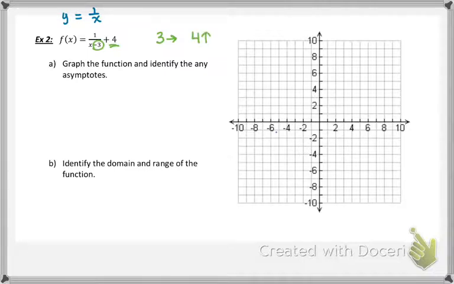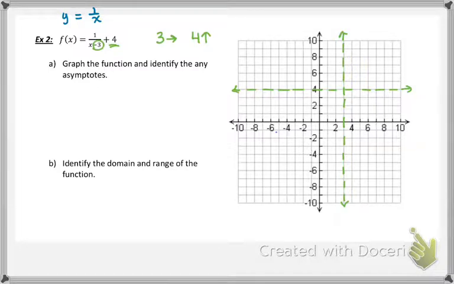So now we are shifting our x and y axes, which are also our asymptotes, to the right 3. Here's my new y-axis, or my vertical asymptote, and up 4. So here's my new x-axis, which is my horizontal asymptote. Treating these as our new x and y axes, we're going to plot our 2 points, one to the left and one to the right of my vertical asymptote.